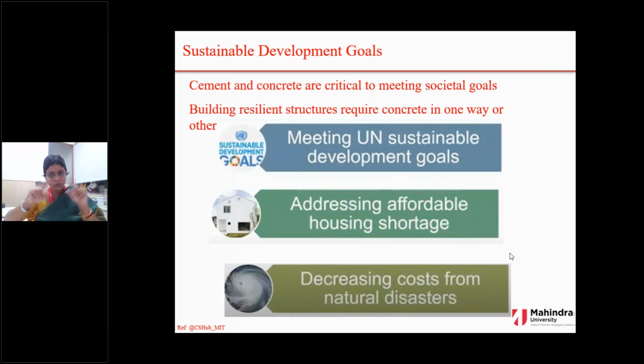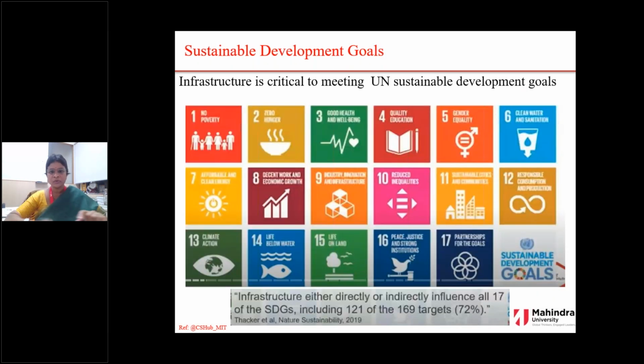If you look into the UN Sustainable Development Goals, all the 17 goals, if you carefully look into each one of them, infrastructure is very critical to meet the Sustainable Development Goals. There is a publication in Nature in 2019. It says that infrastructure either directly or indirectly influences all the 17 Sustainable Development Goals. Not only that, it directly or indirectly influences 121 out of 169 targets. That is 72% of the targets being linked to infrastructure.